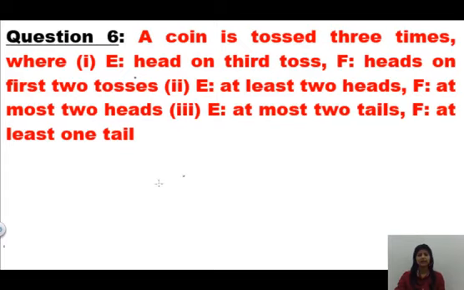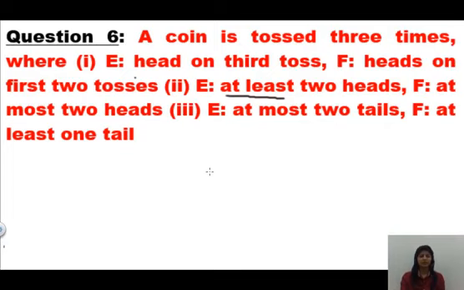In the second part, E is defined as at least two heads. What do you mean by at least two heads? The minimum number of heads that you should have is two, right? You can have three also, but you can't have less than two heads. Similarly, F is defined as at most two heads, so the maximum should be two.